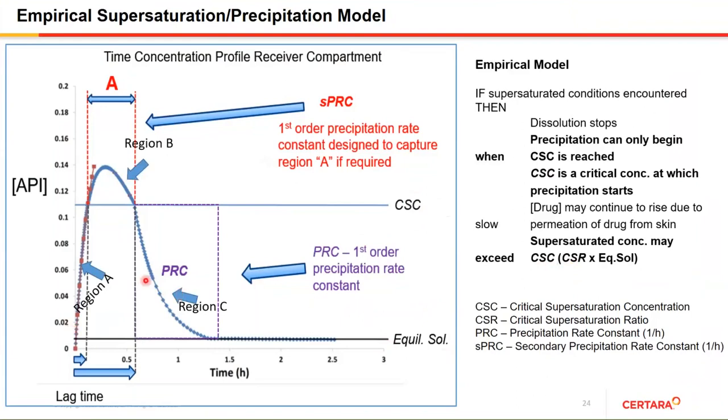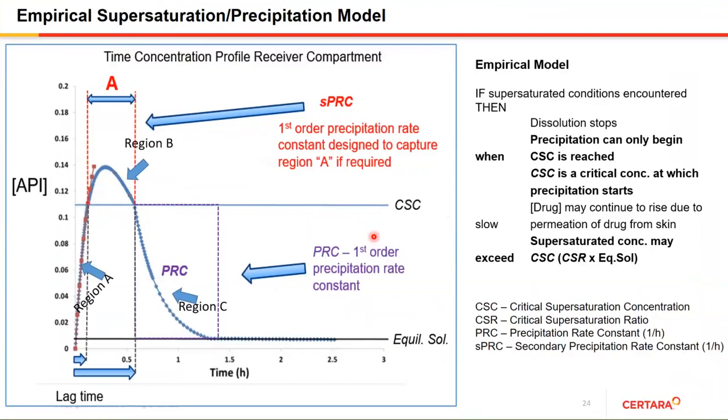So if in transfer experiments you know the highest concentration you can reach before the precipitation starts, you can use that information to define a critical supersaturation ratio. In region A, nothing precipitates. The precipitation only starts when your concentration hits the critical supersaturation concentration. Once you are in region B, you can define a precipitation rate constant. And once it goes from region B to region C, you can define another rate constant. You can also have a single value for the entire process, but if in your experiment you see biphasic precipitation, you can use two different precipitation rates to capture that behavior.